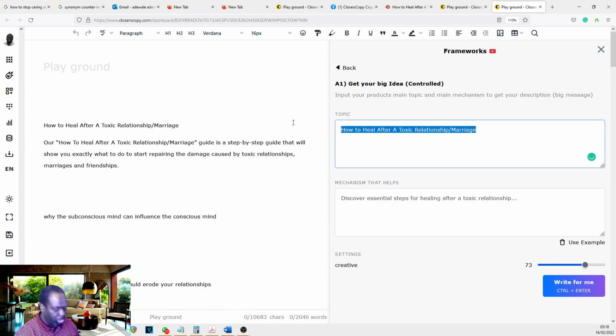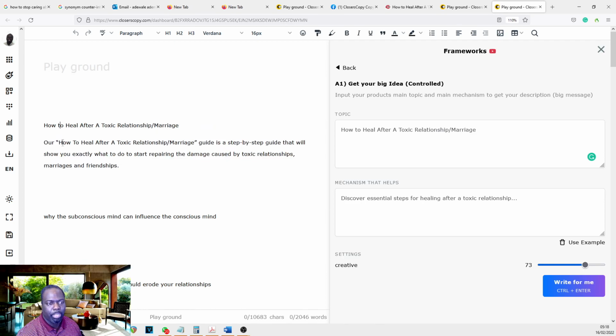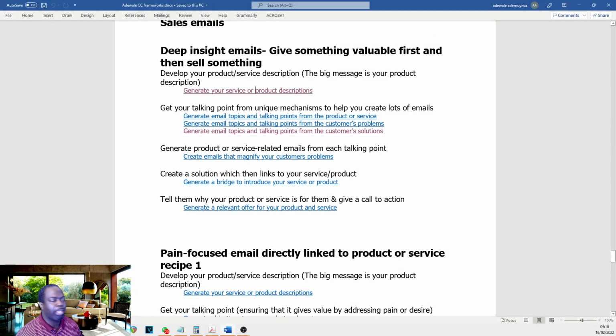So we want to put a topic in here. I've already done that, and the "discover essential steps for healing your relationship" I've already put in here. And when I ran this, I decided to choose that big idea as what I would use. So we've got a topic and a big idea. These are two things you need for running the first email type, right? So go back to the email.